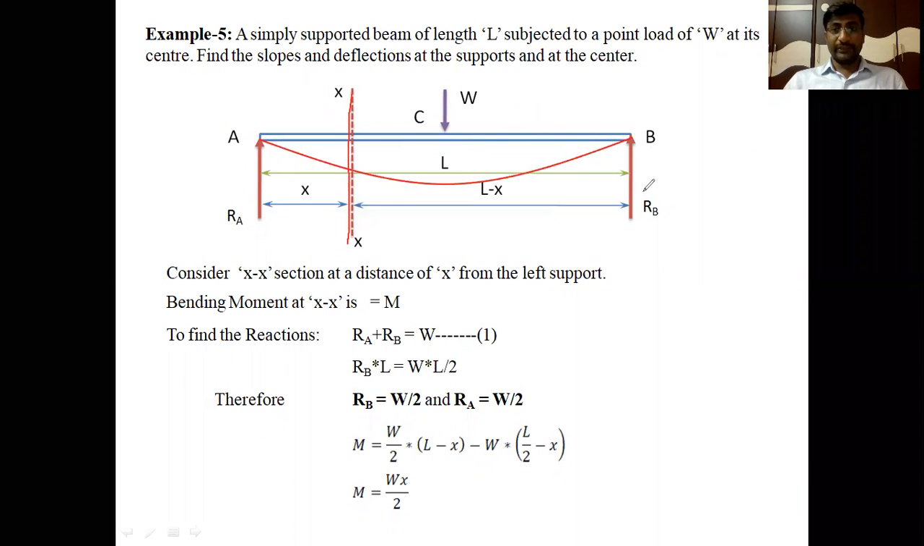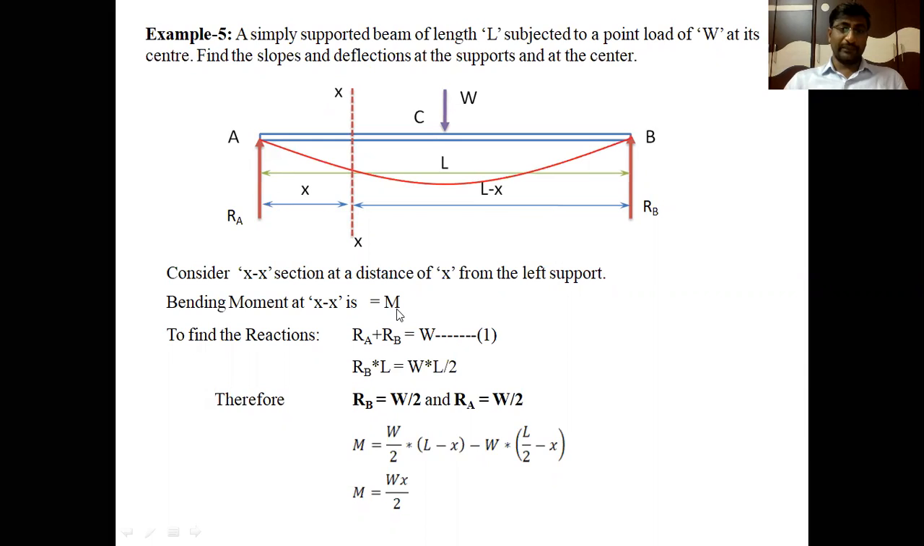Right side lo unna forces enti, ikkada reaction force of RB undi and W is the point load undi. Ee rendu kuda moments develop chestayi about the section XX. So W develops a clockwise moment, RB develops an anti-clockwise moment. So the moment developed by RB is positive, the moment developed by W is negative. Yes students, are you getting my point? So bending moment at XX is M.